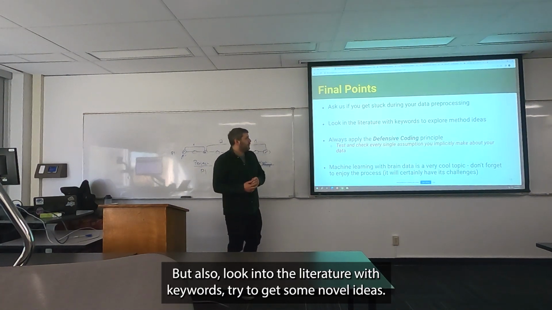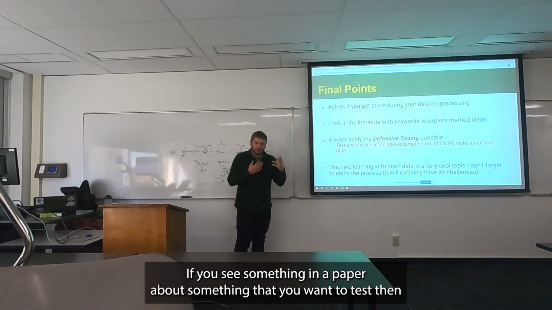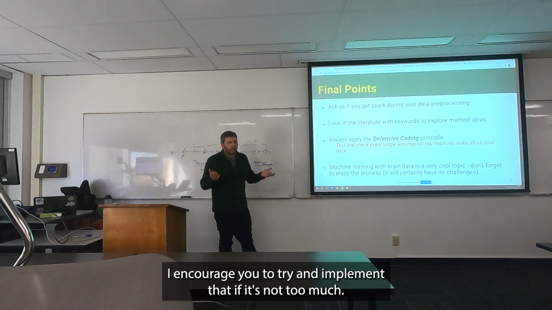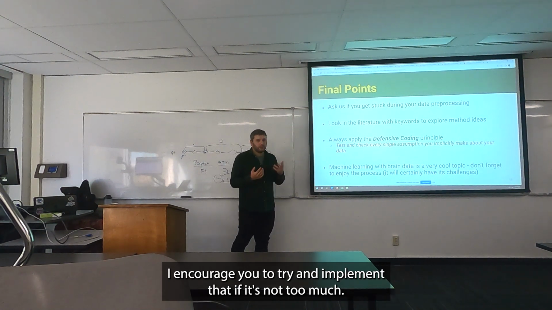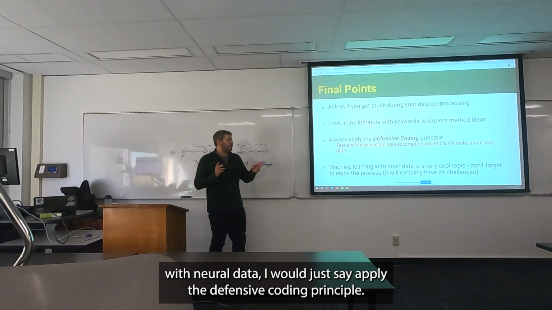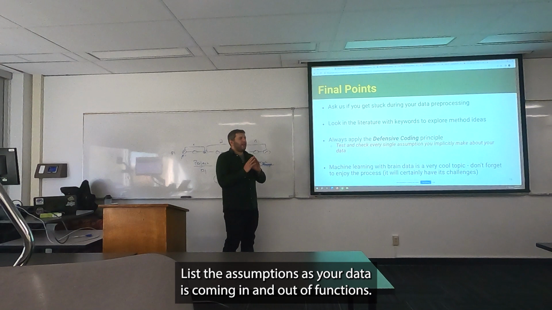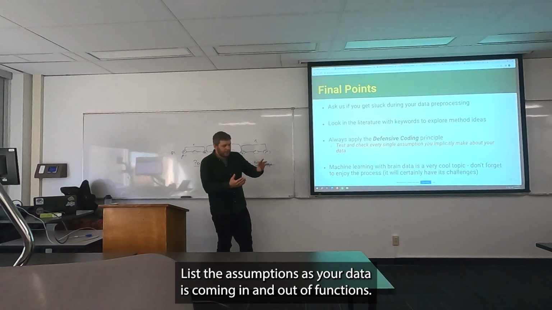But also, look into the literature with keywords, and try to get some novel ideas. If you see something in a paper that you want to test, then I encourage you to try and implement it if it's not too much. And especially if you're not very familiar with neural data, I would say apply the defensive coding principle. Just list the assumptions as your data is coming in and out of functions.